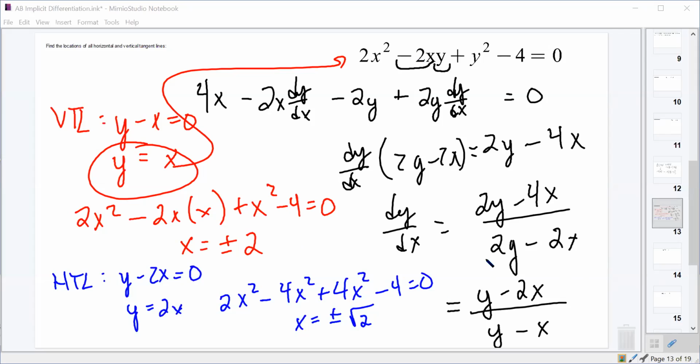Any other questions on that one before we move forward? So when you used implicit differentiation at the top, I'm trying to just figure out what you did, because you kind of did it all at once. So you took 2x squared, found the derivative of that, 4x, and then you went product rule with the negative 2xy. Yeah, and that gave me those two terms. Okay. And then the y squared, 2y dy/dx equals 0. Okay, I'm good.